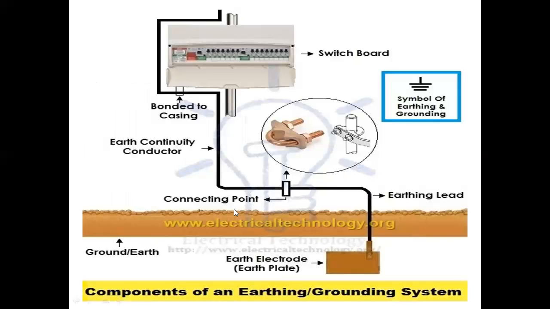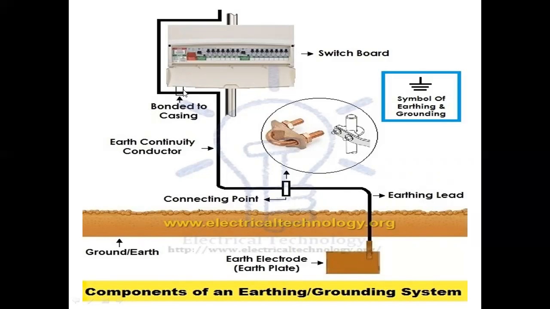And here you can see the components of the earthing or grounding system. This is the earth level, that's the ground level. Here you have done the earthing, that is the earth electrode. And to the earth electrode, the earthing plate, the earthing wire is connected properly. To make sure it is connected properly, it is carried above the ground level, and through the connecting point it reaches the main board, the switchboard.